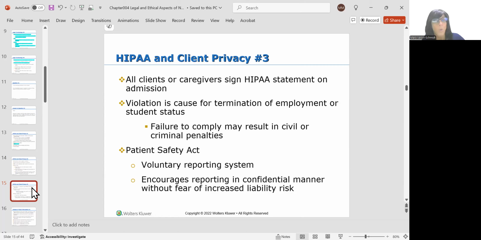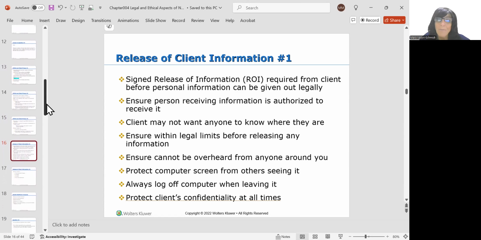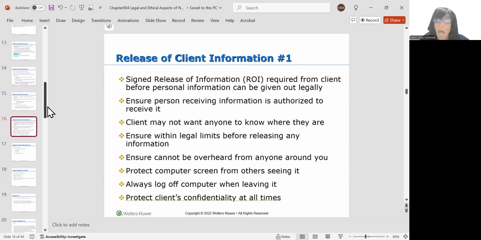Log out before you walk away from your computer, always, because someone could come up behind you and see all that information. And there are things like social security numbers, dates of birth. That's important information that somebody could use with malintent. Okay. And in order to release information, there has to be a signed release form, right?